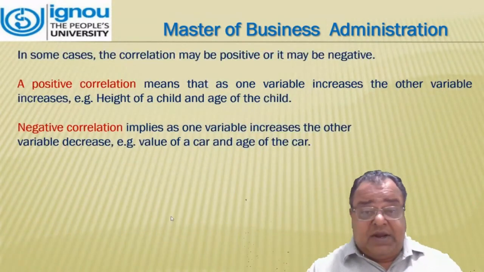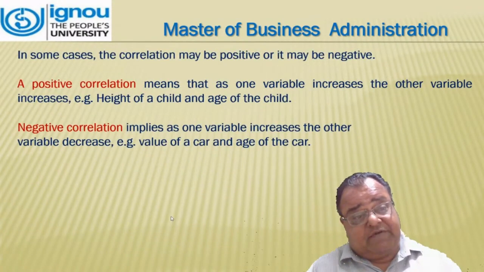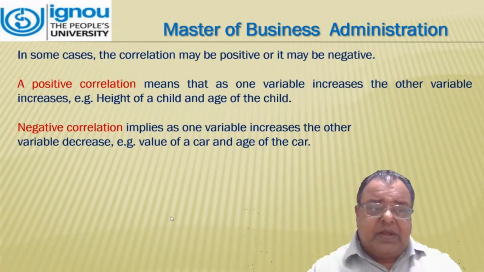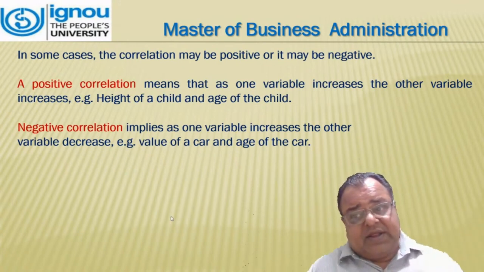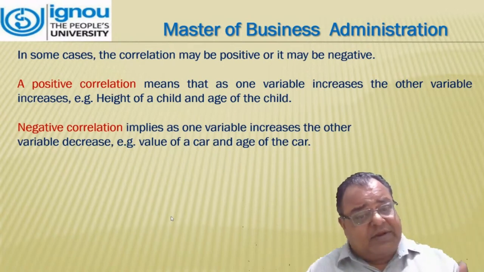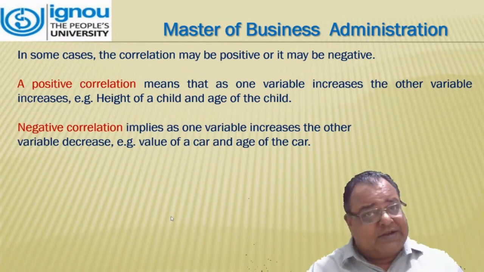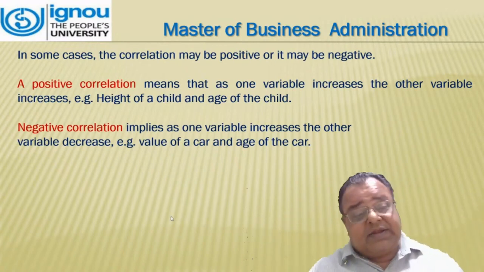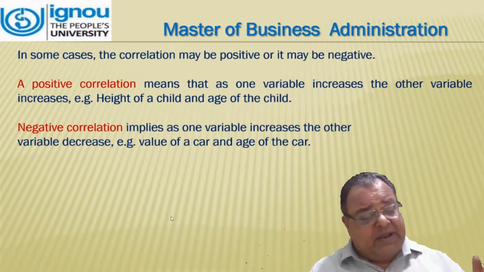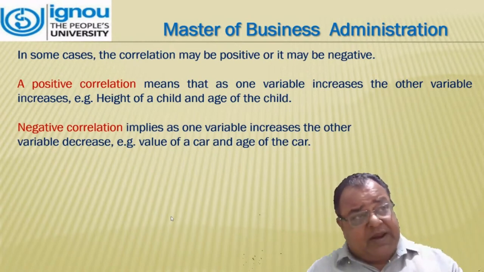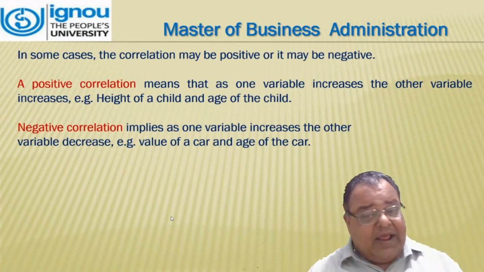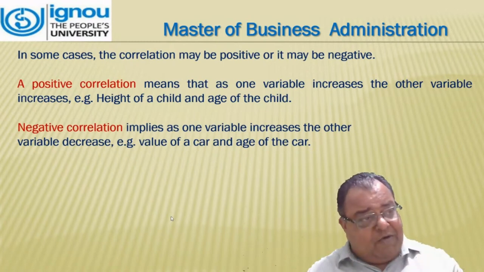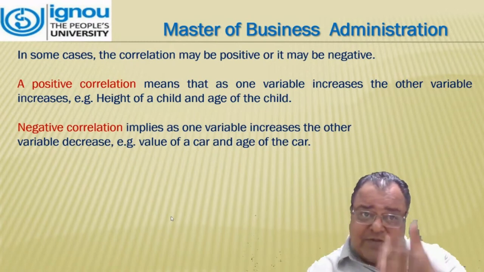In some cases, the correlation may be positive or it might be negative. If we talk about positive correlation, that means when one variable increases, the other variable increases. For example, the height of a child and the age of a child: height will increase with the increase in the age of the child. Similarly, negative correlation means that when one variable increases, the other variable decreases. For example, the value of a car and the age of a car: the value of a car depreciates as the age of the car increases.